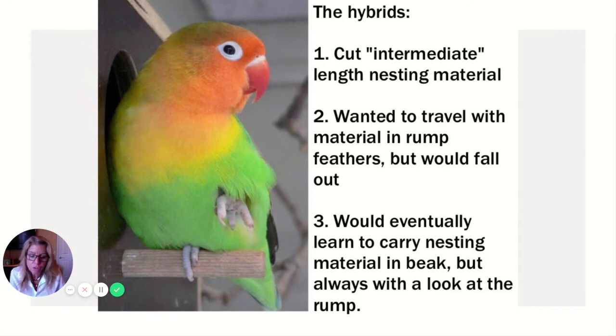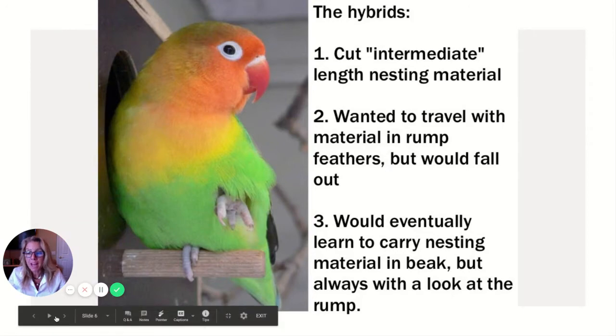So if you look at your first set of notes, experiments that suggest that behavior has a genetic basis, if you look at nest building in lovebirds, the part that you need to fill in is towards the end. If behavior is genetic, then breeding birds that carried nesting material differently, long strips in beak versus short strips in their rear feathers, should produce a hybrid, and it did.